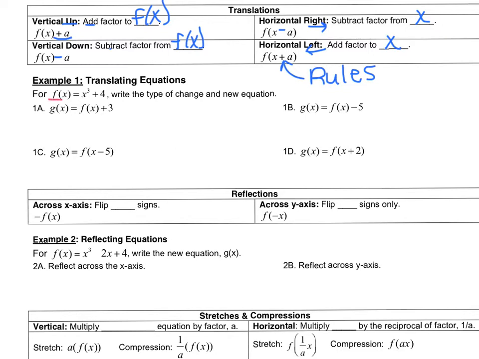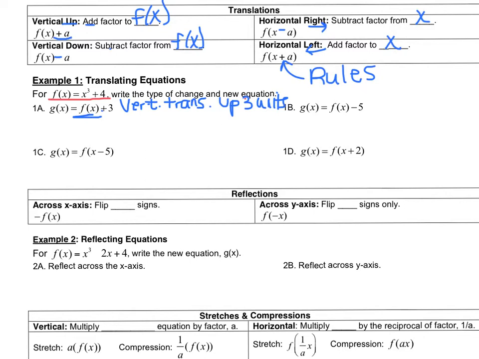So when we look at example 1, our original equation is x to the third plus 4, and we'll use that for all of the examples. So our job is to match the rule that they gave with the type of change and then write the new equation. I can see, since we are adding 3 to the entire original equation, f of x, this is going to be a vertical shift up. So we'll put vertical translation, we'll just abbreviate it. And since it's plus 3, up 3 units.